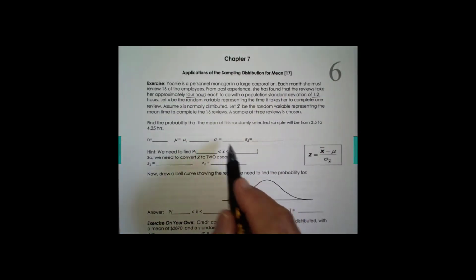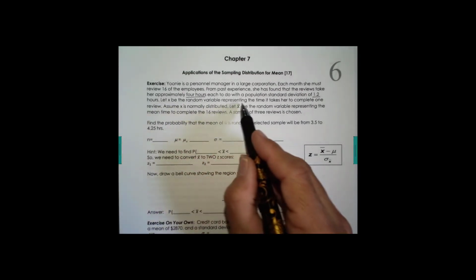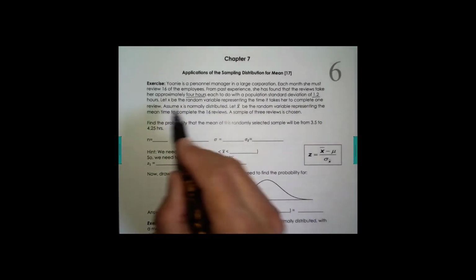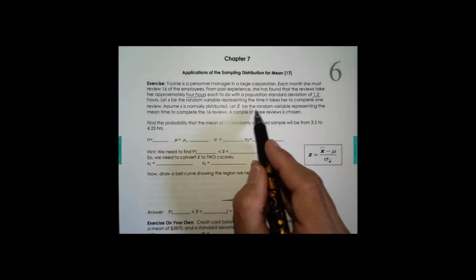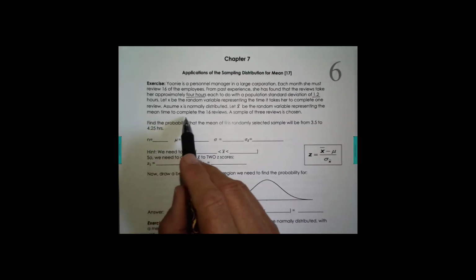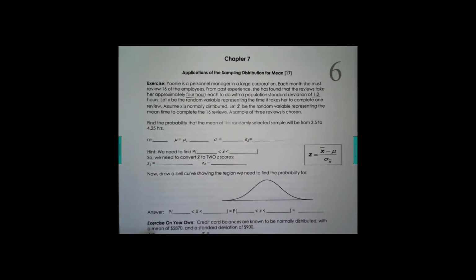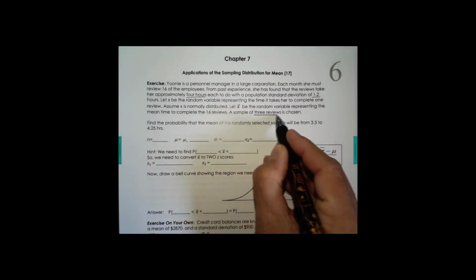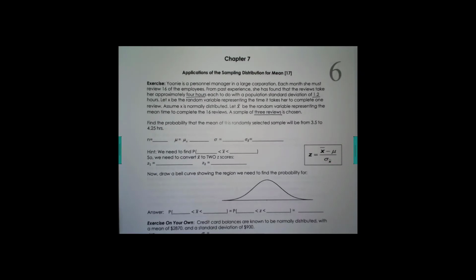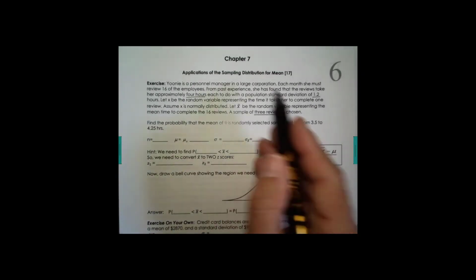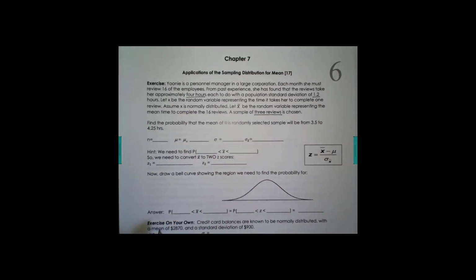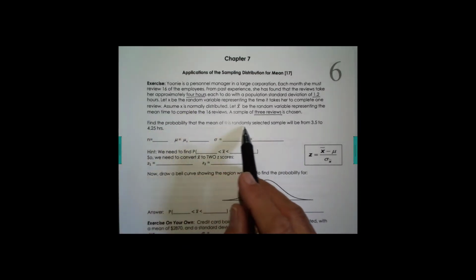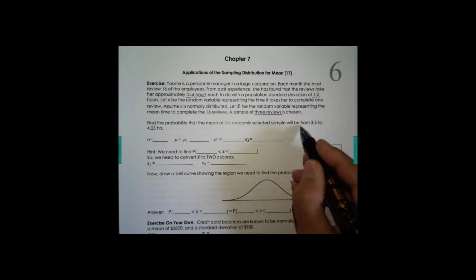Now, x is going to be the random variable representing the time it takes her to complete one review, and assume x is normally distributed. Now, X bar is the random variable representing the mean time to complete the 16 reviews. In other words, it's a sample mean that we're looking at. The sample of 3 reviews is chosen. Well, 3 reviews is definitely not 30, but we're assuming that this population is normally distributed, so we're okay to use the z-table. Find the probability that the mean of this randomly selected sample will be, and it gave us 2 numbers, from 3.5 to 4.5.